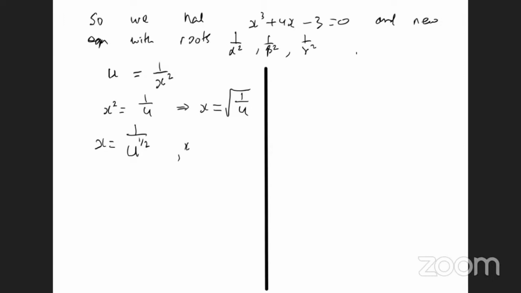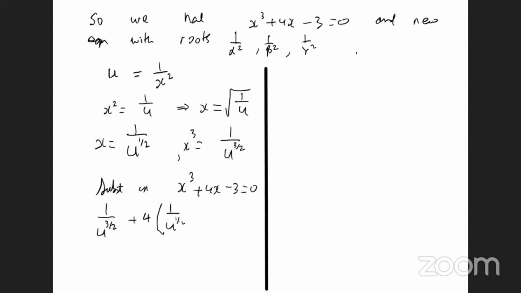So what would x cubed be? 1 over u to the power of, cube everything, right? So it'll be 1 over u to the power of 3 on 2. So if I substitute now in x cubed plus 4x minus 3 is 0, I will end up with 1 over u to the 3 on 2 plus 4 by 1 over u to the half minus 3 is 0. But of course, kind of looking like what we have, right?